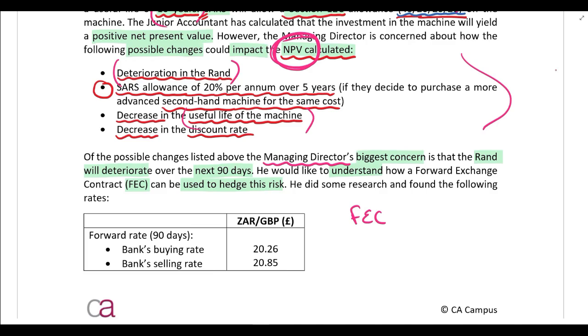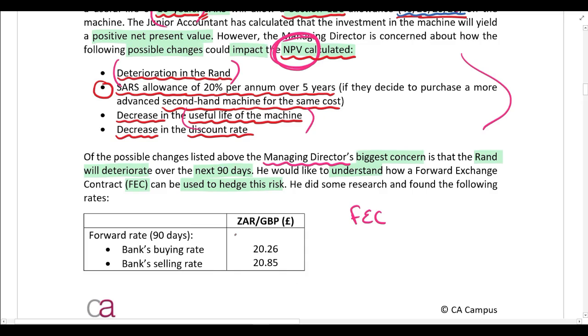But we do need to know which rate he should be using. You've got the bank's buying rate, which is the rate at which they will buy foreign currency. So if you've got pounds and you want to sell them to the bank, they will buy those pounds for 20 rand and 26 cents. However, if you need to buy pounds, the bank will sell those pounds to you at 20.85. That's obviously how they make their profits. It's the difference between the two.